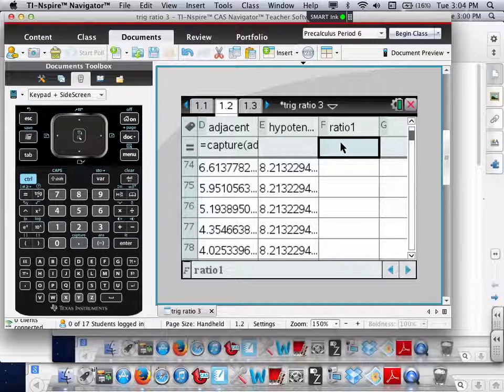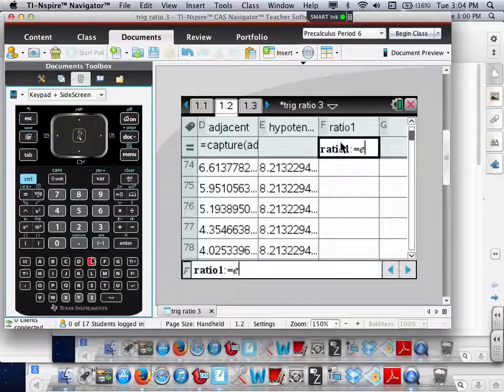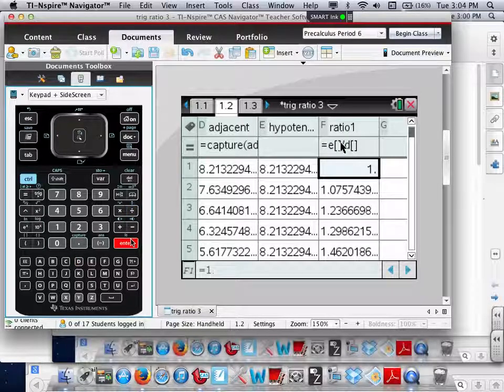Cosine is adjacent over hypotenuse. So let's go hypotenuse over adjacent. That would be E divided by D. Okay, got all my data. Let's take a look on the graph page what that looks like.